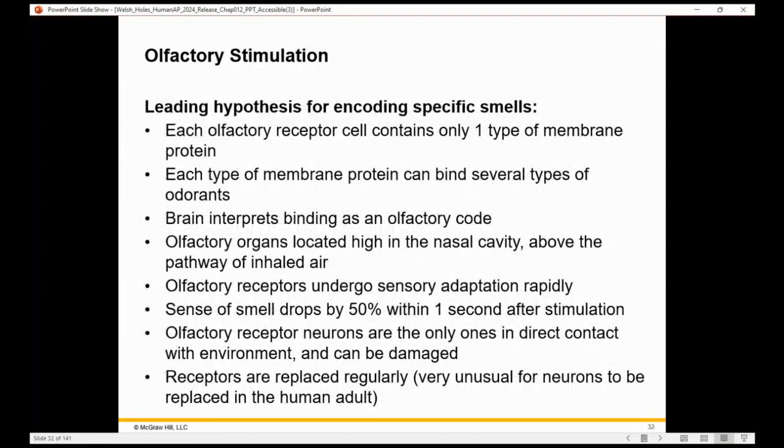The leading hypothesis for encoding specific smells is that each olfactory receptor cell contains only one type of membrane protein, and each type of membrane protein can bind several types of odorants. The brain interprets the binding as an olfactory code. The olfactory organs are located high in the nasal cavity above the pathway of the inhaled air. Olfactory receptors undergo sensory adaptation rapidly, and the sense of smell drops by about 50% within 1 second after stimulation. Olfactory receptor neurons are the only ones in direct contact with the environment, and they can be damaged. Receptors are replaced regularly, which is very unusual for neurons in the human adult.